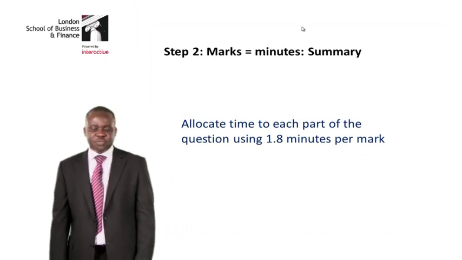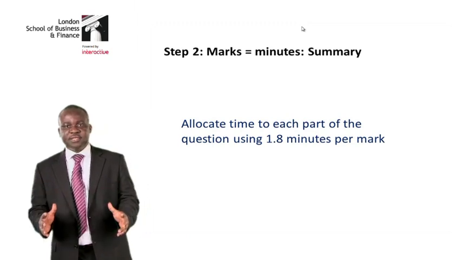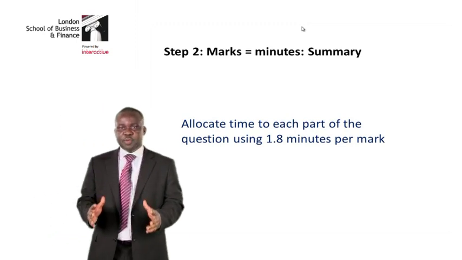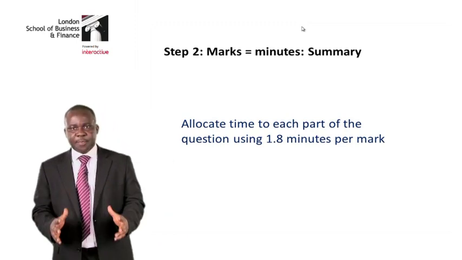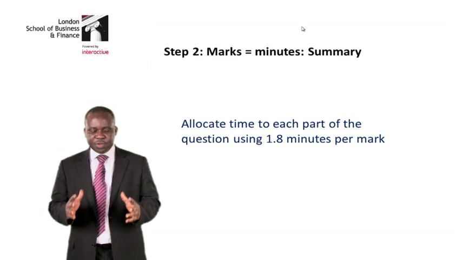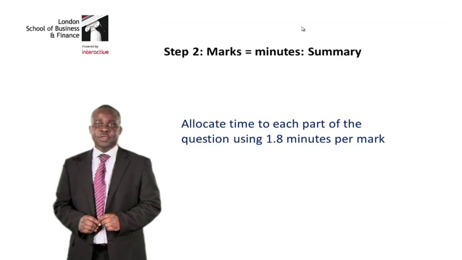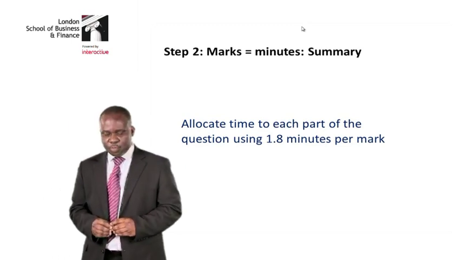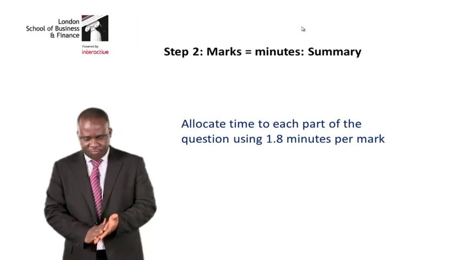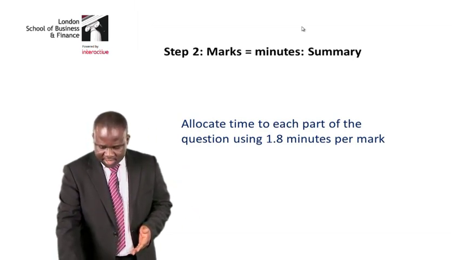Okay, so step 2, let's see the summary. The most important thing is that you are restricted to answer those questions within the 3 hours. If you are not able to put whatever you know on the paper within the 3 hours, no examiner knows that you know it. So time should be respected. As a result of that, you would have to allocate your time to each of the questions that you are supposed to answer. On average, 1.8 minutes is required for answering a 1-mark question. 1.8 minutes is required per mark.